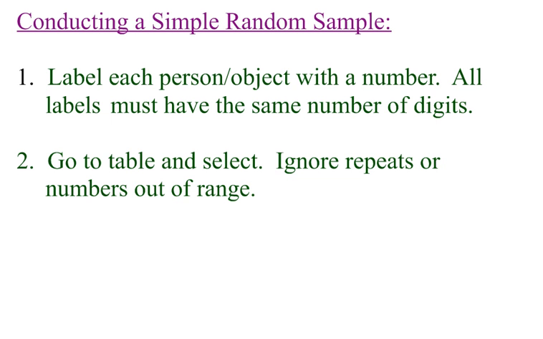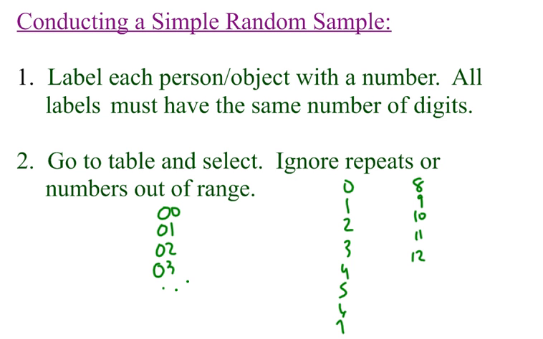So now, you'll see on the bottom of your notes it says, conducting a simple random sample. The goal is to label each person, object, individual with a number. All the labels must have the same number of digits. So I can't go 0, 1, 2, 3, 4, 5, 6, 7, 8, 9, 10, 11, 12. Let's say there's 12 people. I would have to go 00, 01, 02. If my biggest number is 2 digits, that's how many digits I have to use for every number. 03, all the way until I get to 12, because then every single one has 2 digits.